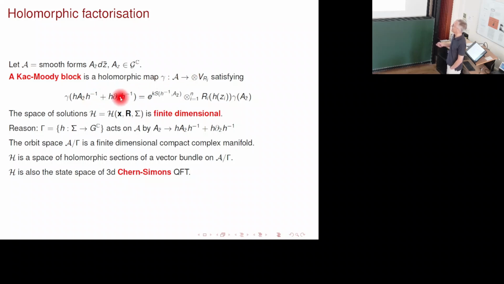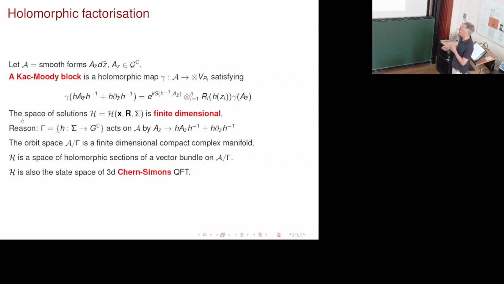So the fact is that the set of such gammas which satisfy this rule is actually a finite dimensional space. It depends on the points, which I call mistakenly by x, so it depends on these z_i's. It depends on the set of representations we have here, and it depends on the surface.